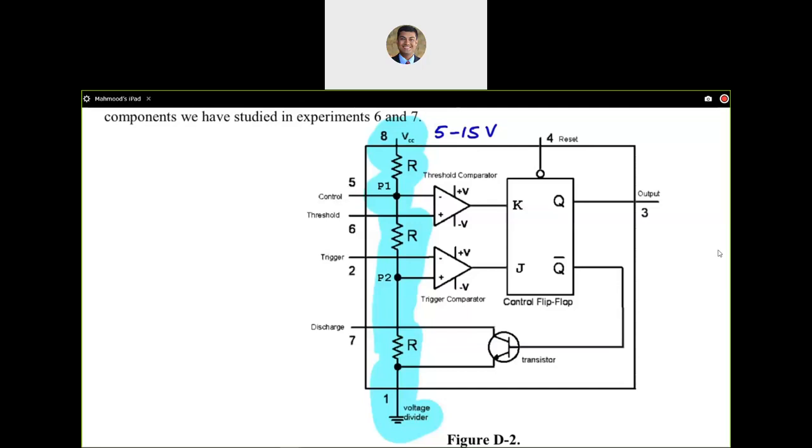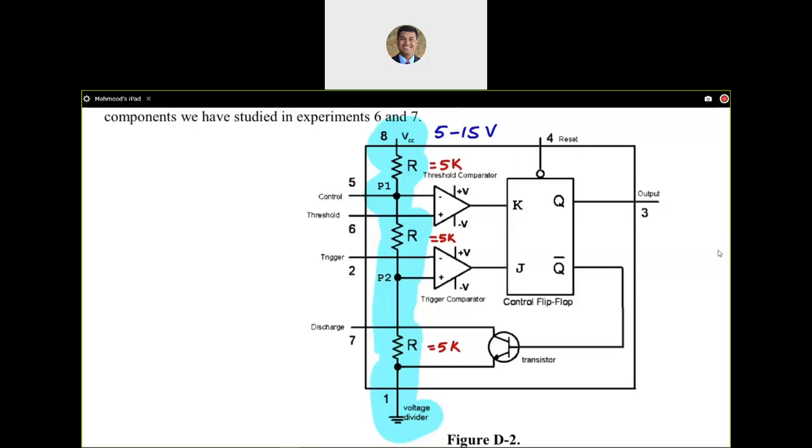Pin number 8 is connected to a resistor, another resistor, and another resistor. The value of those three resistors is 5k ohm, 5k ohm, and 5k ohm. I hope now you see why the name 555 timer, because it is using three 5 kilo ohm resistors that are internal to that chip.